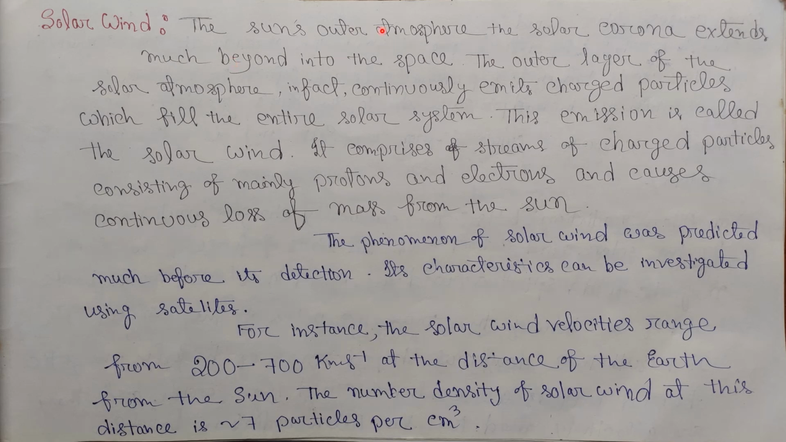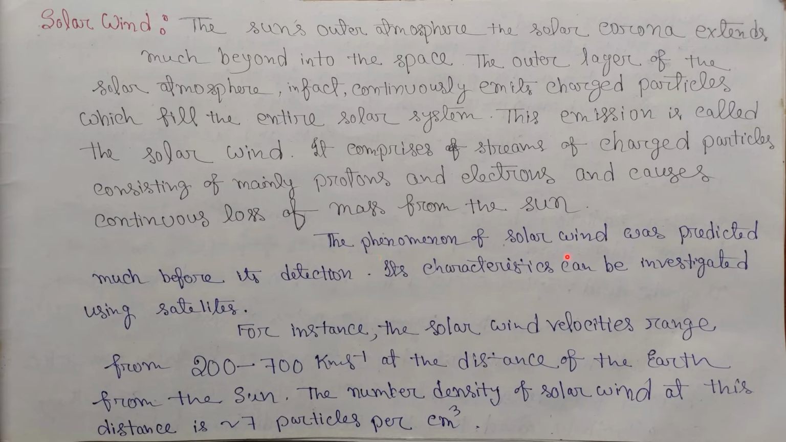So the sun's outer atmosphere, which is known as the solar corona, extends much beyond into space. The outer layer of this solar atmosphere, in fact, continuously emits charged particles, which fill the entire solar system. This emission is called the solar wind. It comprises streams of charged particles consisting mainly of protons and electrons, and causes continuous loss of mass from the Sun. As both the protons and electrons have mass, the Sun continuously loses solar mass.